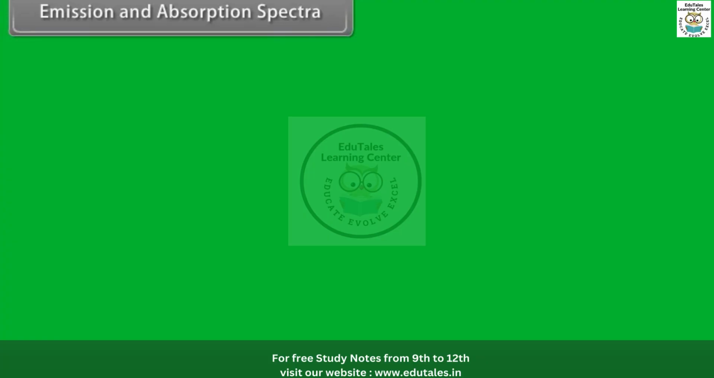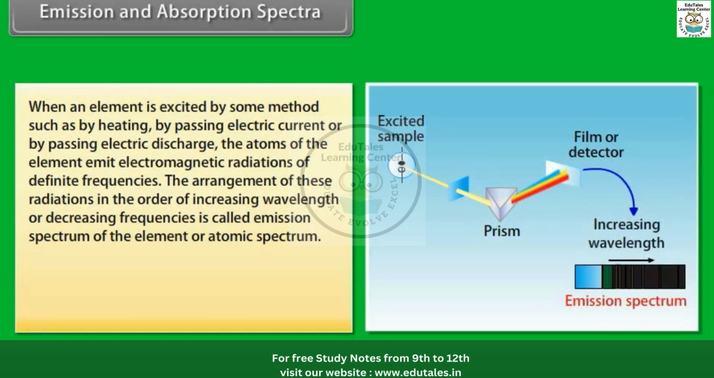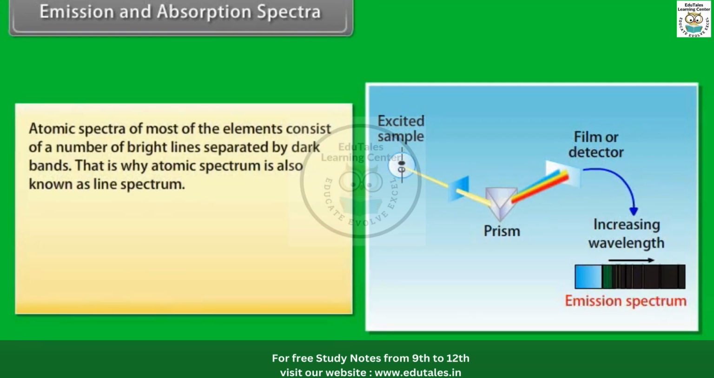Emission and absorption spectra. When an element is excited by some method, such as by heating, by passing electric current, or by passing electric discharge, the atoms of the element emit electromagnetic radiations of definite frequencies. The arrangement of these radiations in the order of increasing wavelength or decreasing frequencies is called emission spectrum of the element or atomic spectrum. Atomic spectrum of an element can be used to identify the element and is sometimes called fingerprint of its atoms. Atomic spectra of most of the elements consists of number of bright lines separated by dark bands. That is why atomic spectrum is also known as line spectrum.